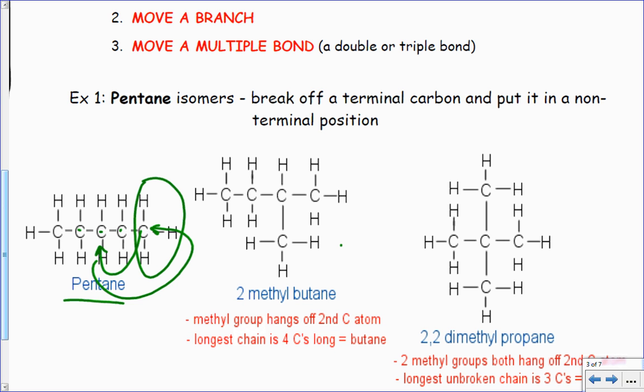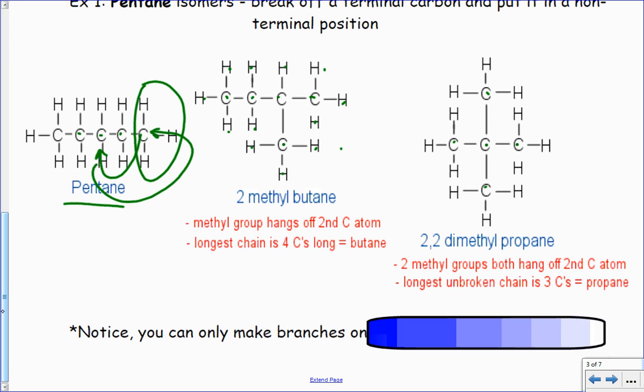Notice I have the same number of carbons and hydrogens. I have 1, 2, 3, 4, 5 carbons. And I have 1, 2, 3, 4, 5, 6, 7, 8, 9, 10, 11, 12 hydrogens. Still C5H12. Okay. In the third case, I took 2 terminal carbons off and put them both on the middle, and I still have 1, 2, 3, 4, 5 carbons and 12 hydrogens. So because I have the same number of carbons and hydrogens, that's what we call an isomer.